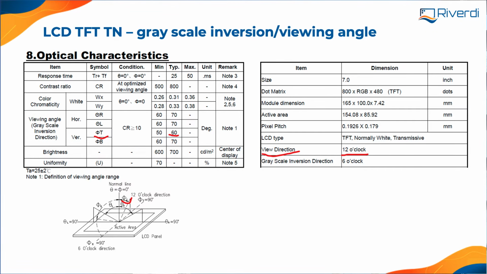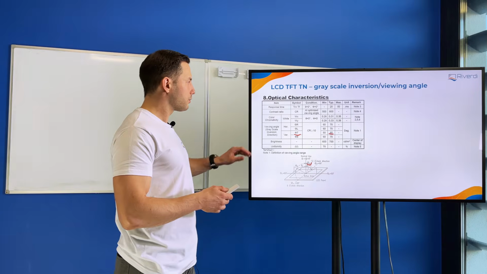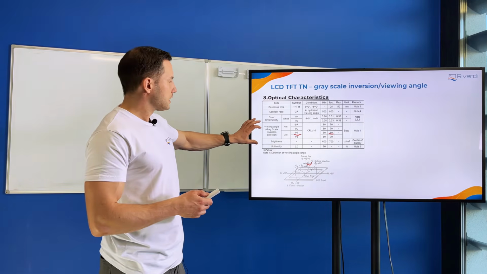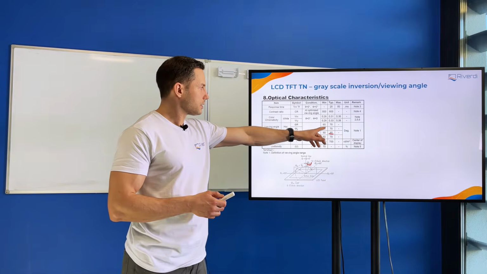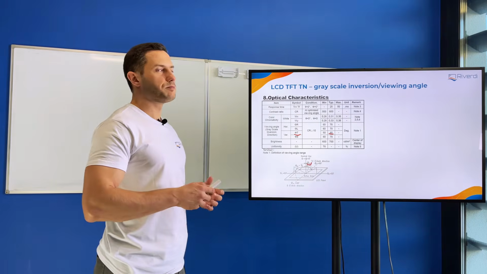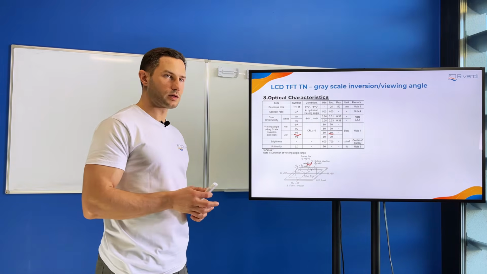is a part of the LCD TFT specification, and it's a specification of a TN display, yes? So a twisted nematic display that has a problem, let's say a problem or phenomenon, called grayscale inversion. And if we go to this optical table, we will see the viewing angles. They are defined to be 70, 70, 60, and 70 degrees. So that means the maximum viewing angle that the user can see.